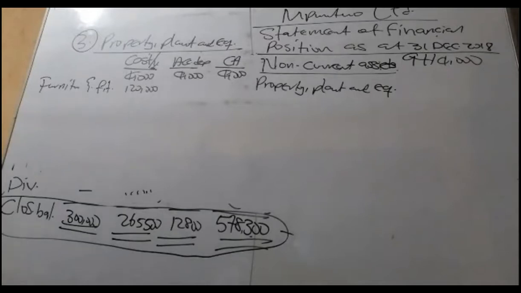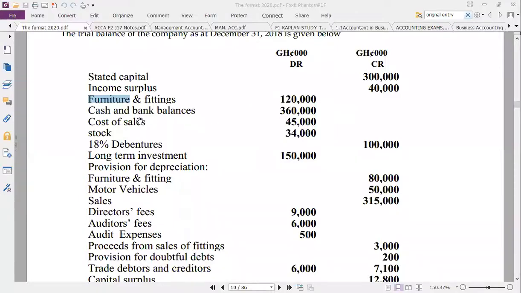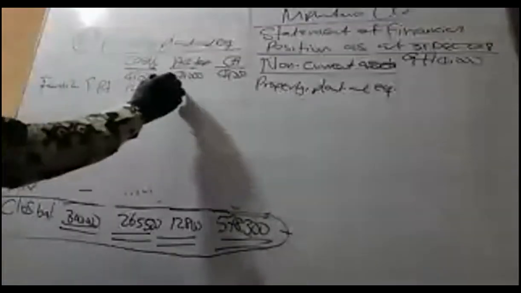The figures are too small over there. Now let's continue. It's 120. Cash no. Provision for depreciation. Okay, that's good. Furniture and fittings is what? 80,000. So it will be 80,000.